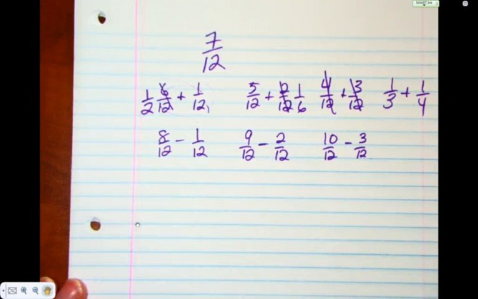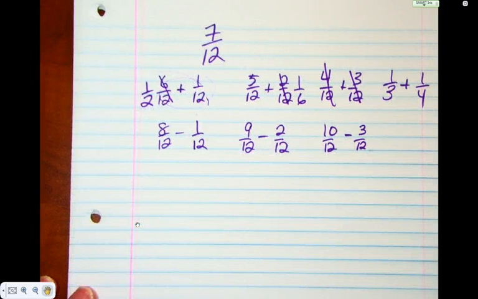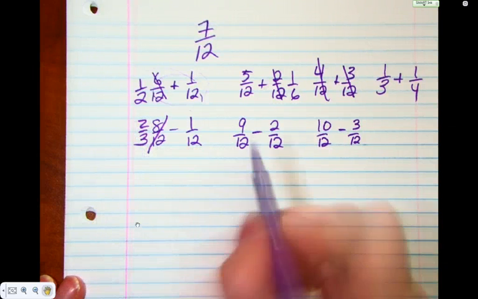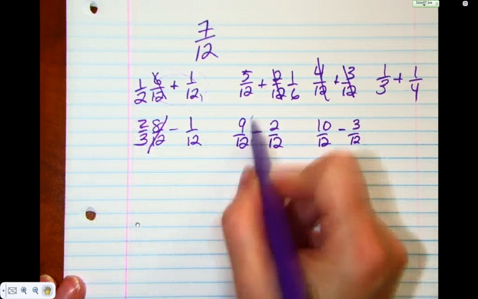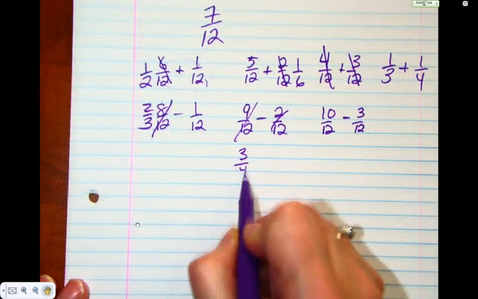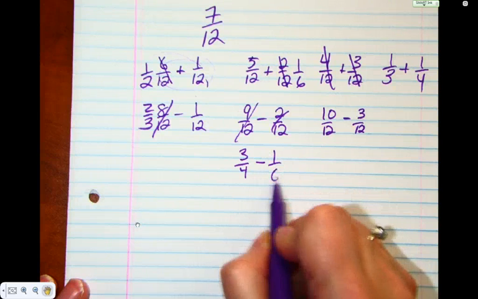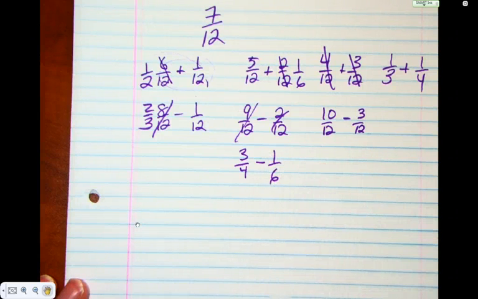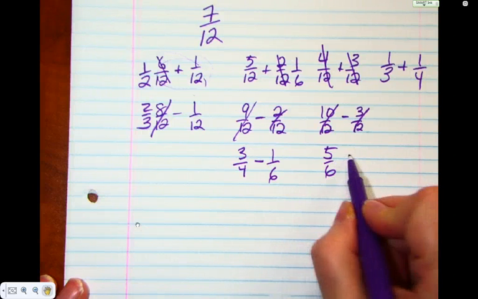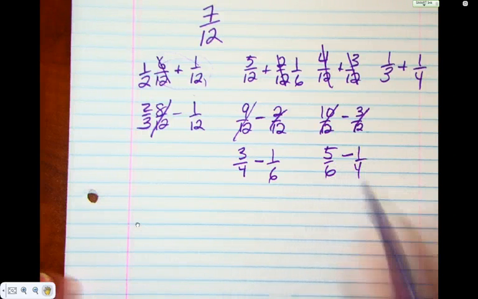Okay, what about these guys? 2 over 3. Okay, these guys. So both could have been reduced. 3 over 4, 1 over 6. These guys. Are you still with me?